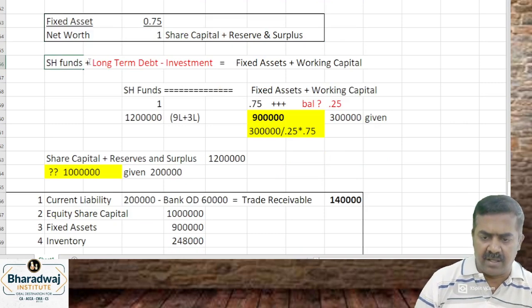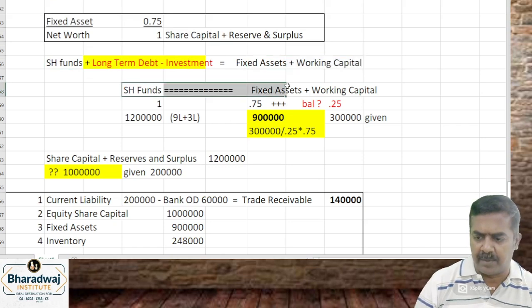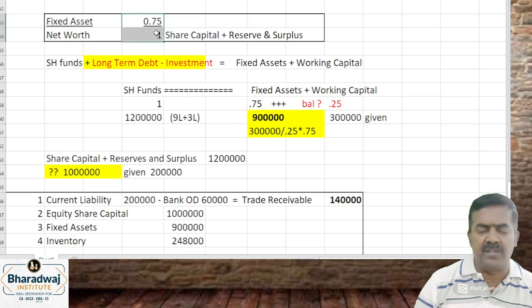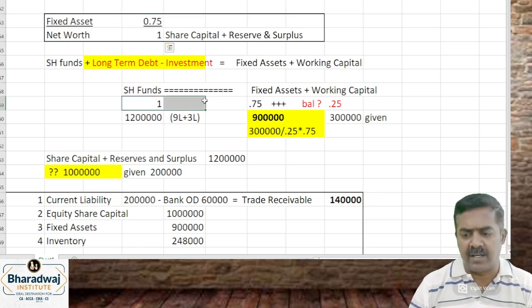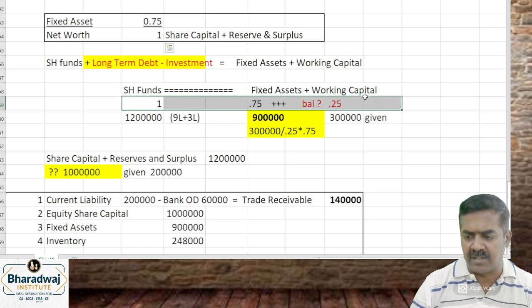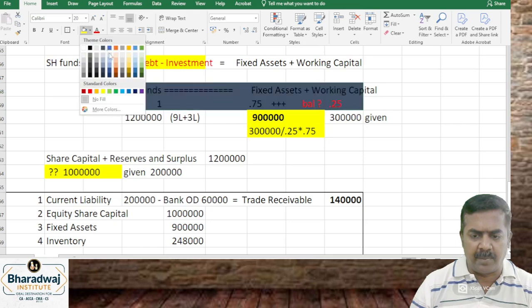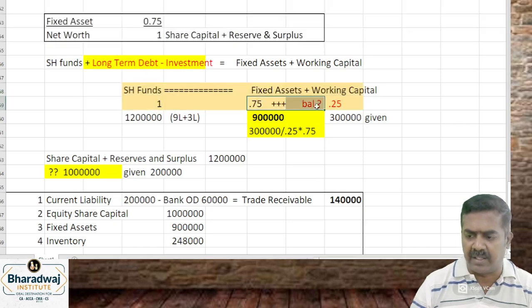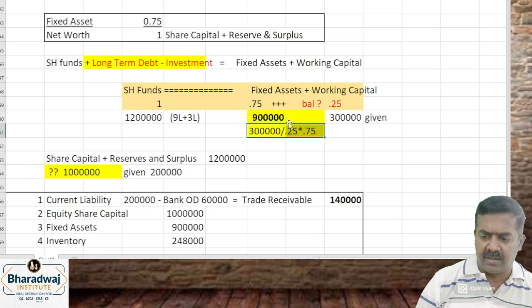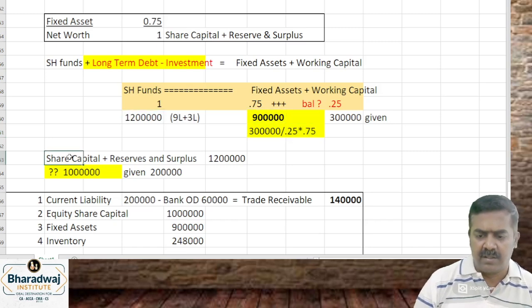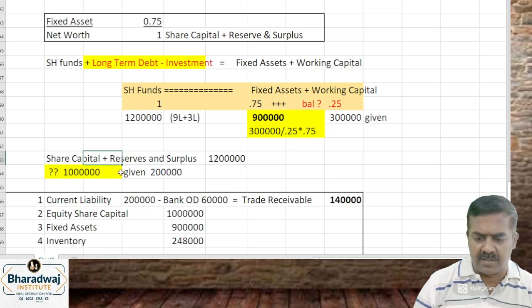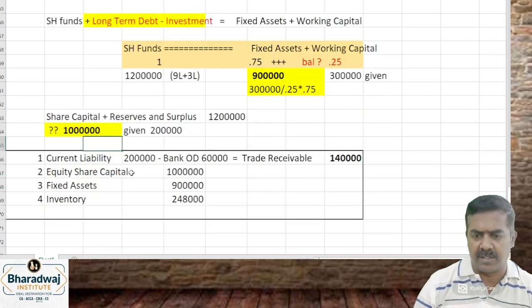Using the fixed asset to net worth. Okay. The long-term debt or investment is not given in the question, and the component is not available in the question. So shareholders funds is equal to fixed asset plus working capital. It is given 0.75:1. What is the meaning? If 1 rupee is there in shareholders funds, 0.75 is invested in fixed asset. Remaining is invested in which one? Working capital. If working capital is 3 lakhs, fixed asset is how much? 9 lakhs. Total 12 lakhs. So this 12 lakhs include reserves and surplus, 2 lakhs now. Share capital will be like 10 lakhs. Then we give the summary.